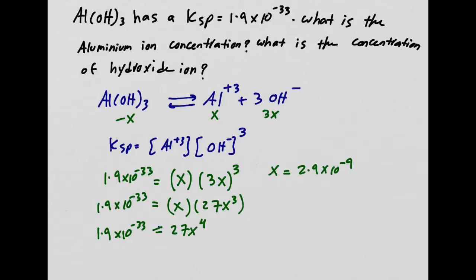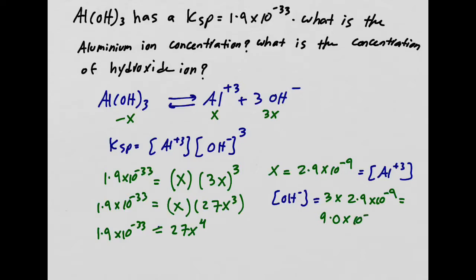Now, this would be the concentration of aluminum ion because it's a 1-to-1 ratio. But how would I figure out the hydroxide concentration? This is my X, right? What would be the hydroxide concentration? The hydroxide concentration would be 3 times 2.9 times 10 to the minus 9, which would be 9.0 times 10 to the minus 9.